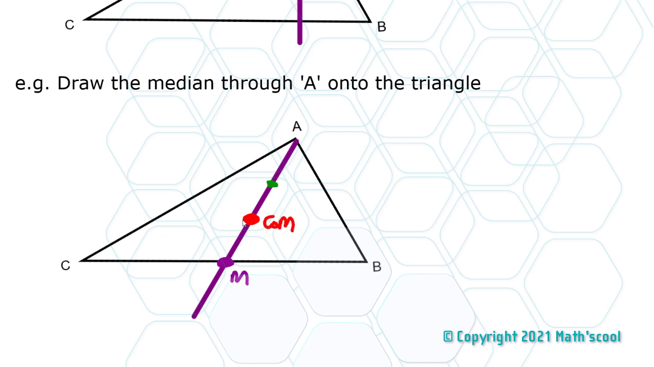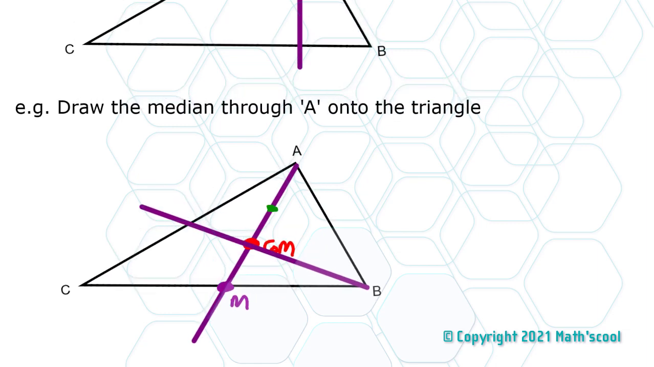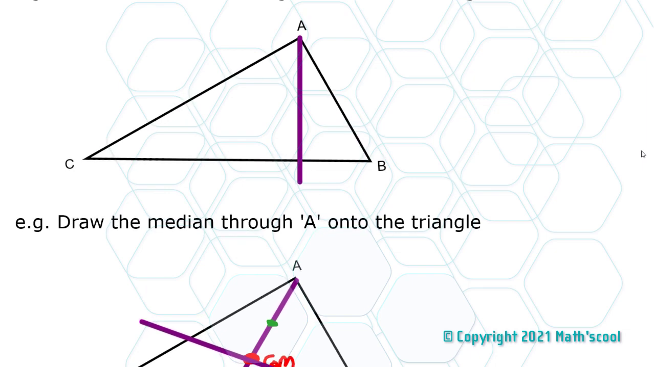Now, actually, you don't have to go 1/3 of the way up the median. You could instead do another median from B. So the median through B would start through B, and then it will go through the middle of AC. And you can see that the medians meet at the center of mass. Okay, so, all right. What about the altitude?